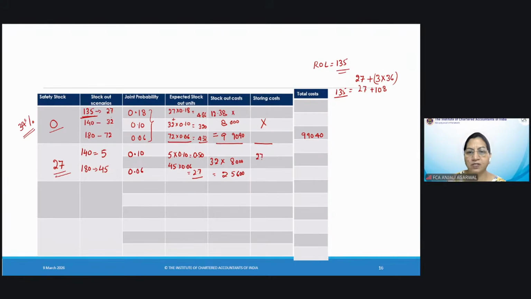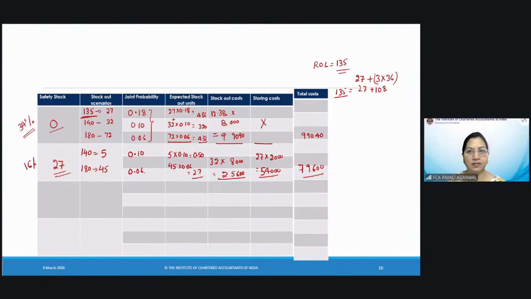But you have to store 27 units. And the carrying cost is 27 into 2,000. So it is 54,000. And 54,000 plus 25,600 is 79,600. And this means you are still taking 16% risk.